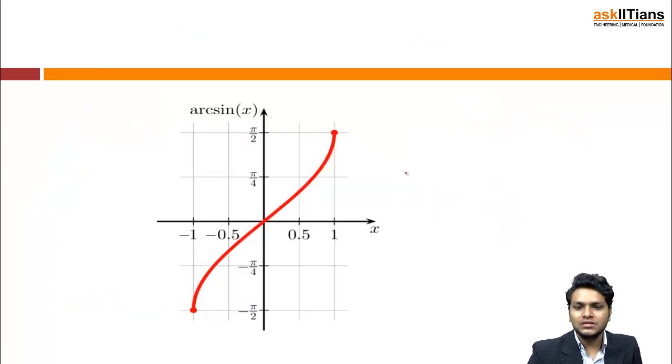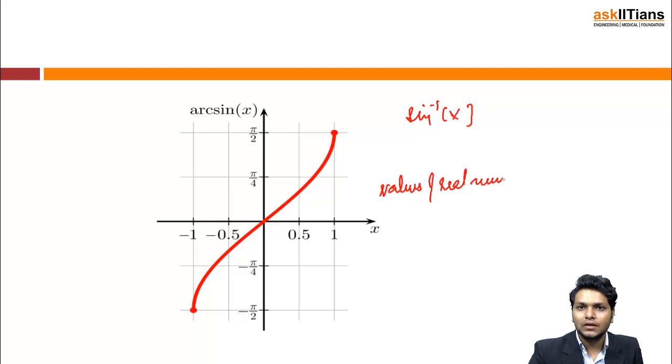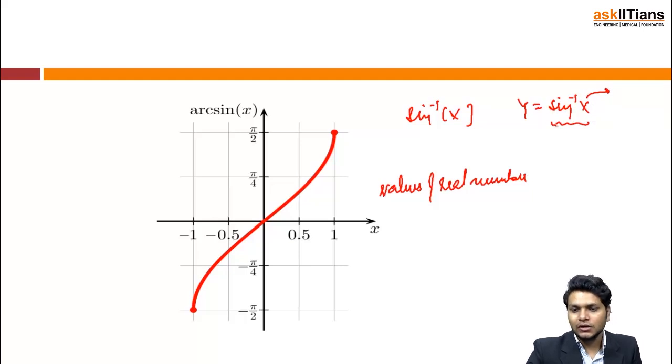Now, this is the graph of arc sin x, or you can say sine inverse x. Let's see what is in this. On the x-axis, I plot the values of real numbers. Suppose y equals sine inverse x. As we know, this is the value of an angle, and x is the value which sine would have taken at that angle. So this is plotted along x, and on the y-axis I get the output in terms of an angle, which is properly shown on the axis.